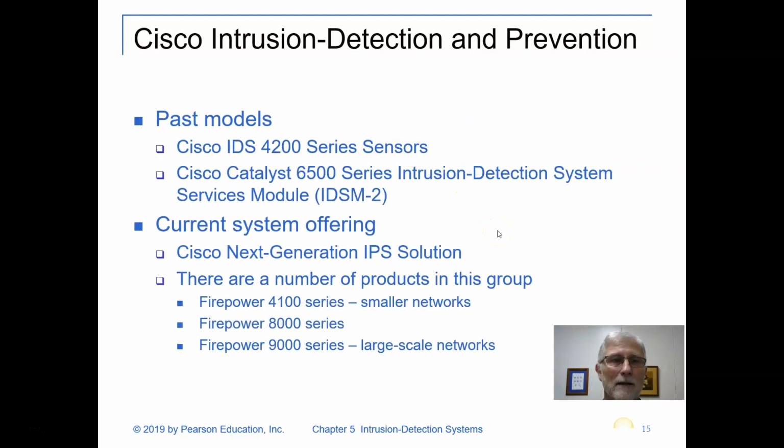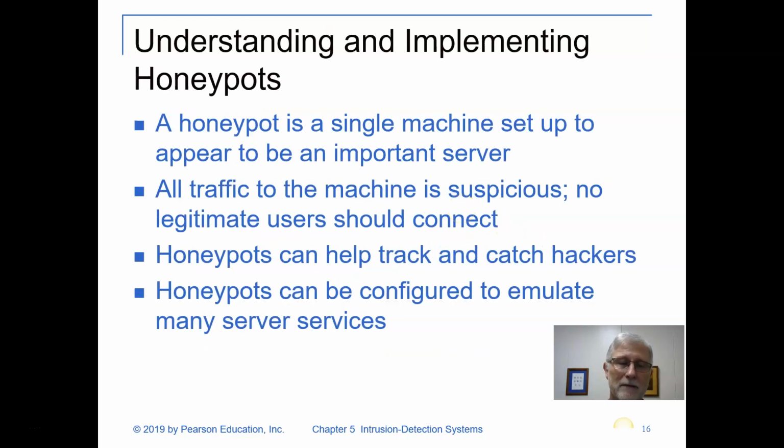Now, Cisco has physical products that offer intrusion detection and prevention. Some of the older models are the IDS 4200 series or the Catalyst 6500 series. Currently, you say Cisco Next Generation IPS solution. There are definitely a number of different products out there, from the 4100 series for small networks to the 9000 for large networks. Cisco has some interesting products, and one good thing about them is that they've got their classes and certifications to help administrators be experts in their product.